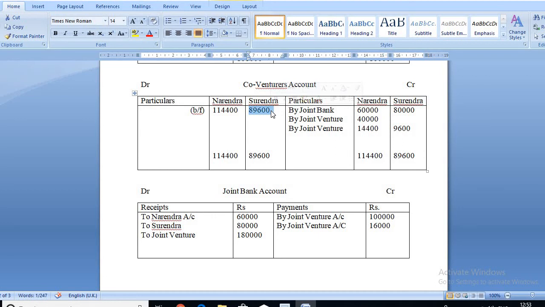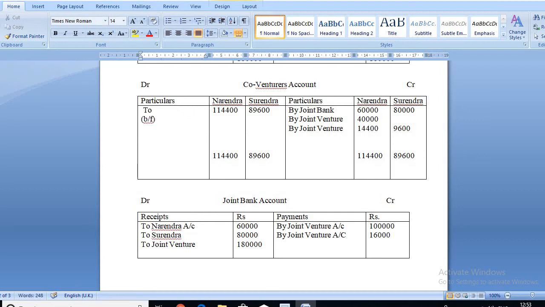This amount will be paid by joint bank, because the major transactions were made through joint bank. That's why the amount should be paid by joint bank. So in the joint bank account, this will be considered the balancing figure. The co-venture account is over, but in co-venture we recorded only the debit aspect. The same transfer should be recorded on the credit side in the joint bank account, because we have used joint bank.